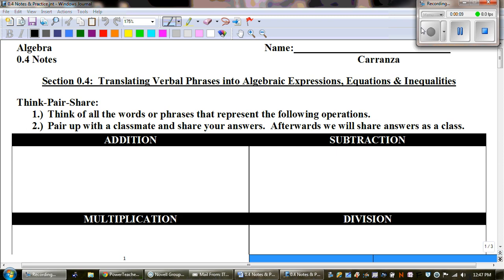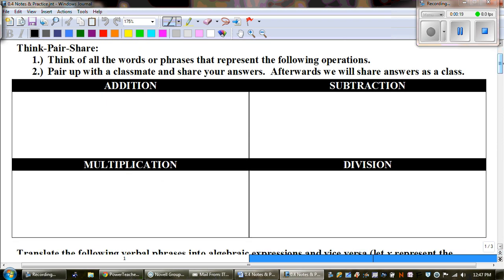Today we're talking about translating verbal phrases into algebraic expressions, equations, and inequalities. So let's take a look at the first boxes. They said that this is a think, pair, share. Now I know you guys are kind of all by yourself right now, but what I want you to do is try to think of as many words as you can that mean addition, subtraction, multiplication, and division. So you need to pause the video and think of as many words as you can. Okay? Are you ready? 1, 2, 3, go!